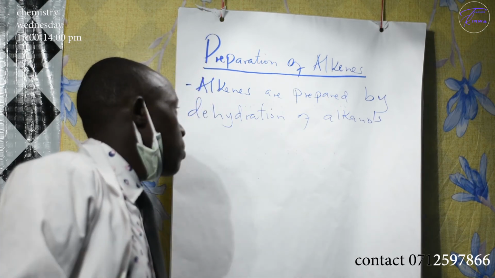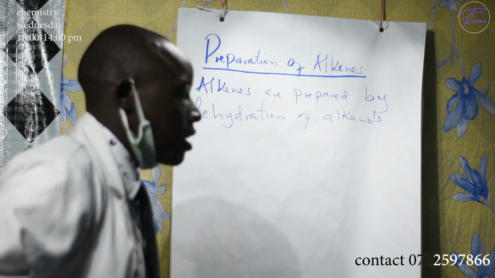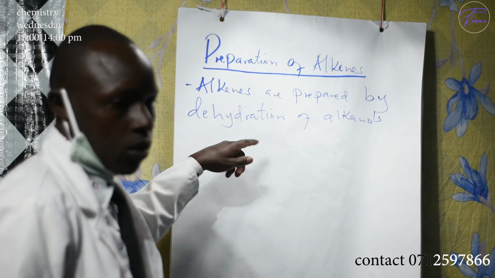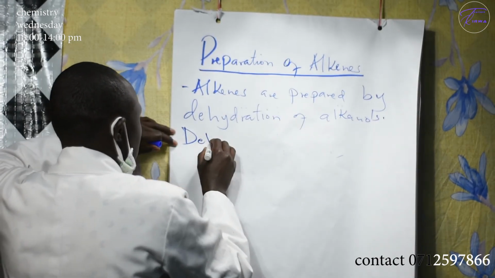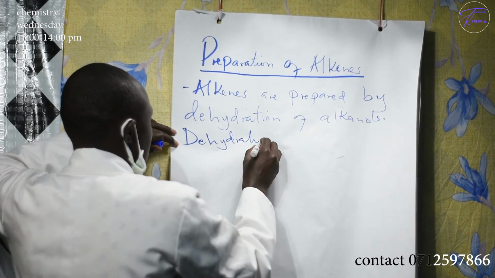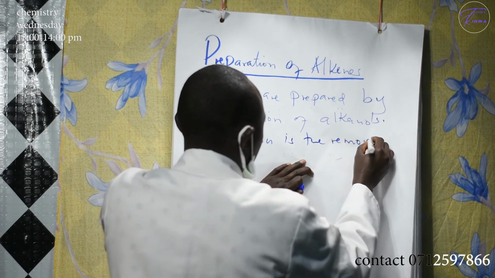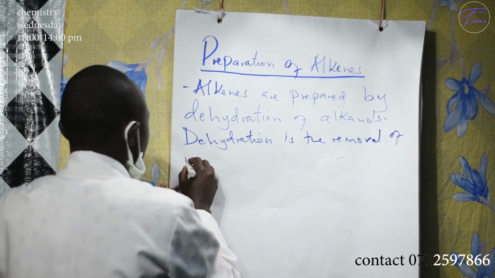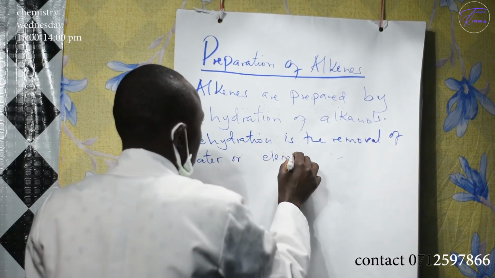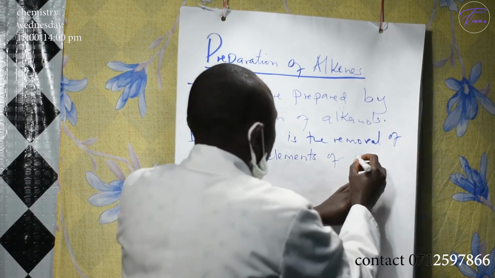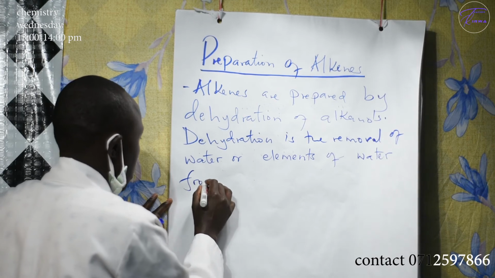So alkenes are prepared by dehydration of alkanols, where dehydration is the removal of water or elements of water. Maybe I can just define dehydration: it is the removal of water or elements of water from a compound.